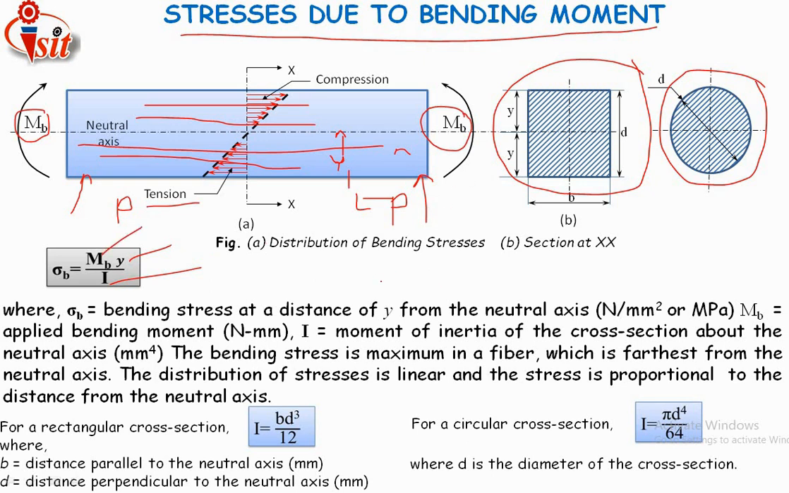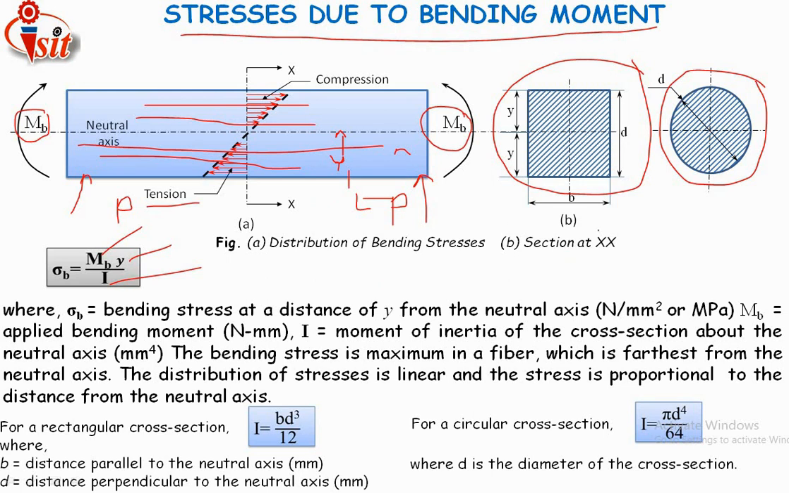Bending moment is given as force into perpendicular distance. For a rectangular section we know the moment of inertia is BD cubed by 12, and for a circular section the moment of inertia is pi d raised to 4 divided by 64. By putting these values in the equation we can determine the bending stress. B is the width, the distance parallel to the neutral axis, and D is the distance perpendicular to the neutral axis. So this is the bending stress, the stress induced in the element due to the bending moment, and bending moment is nothing but force into perpendicular distance.